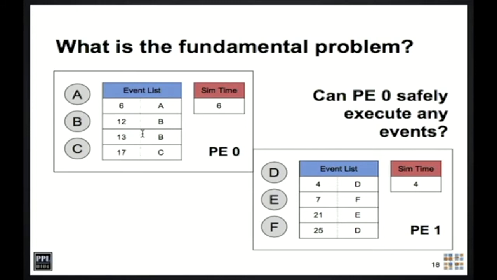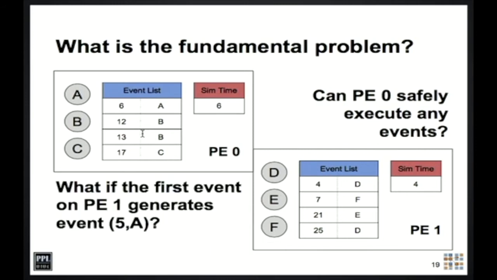So let's say here we have two different processors, PE0 and PE1. We have 6 total LPs, A through F, and each processor, again, has its own event list and is maintaining its own local simulation time. So what we want to know here is, can PE0 safely execute events? If we look at our total list of events, we see that PE1 has the minimum event at timestamp 4. So we know that 4 can be executed correctly. The issue is, if we look at PE0, can that do any work as well? We see it has an event at timestamp 6. Basically, are we allowed to do that?